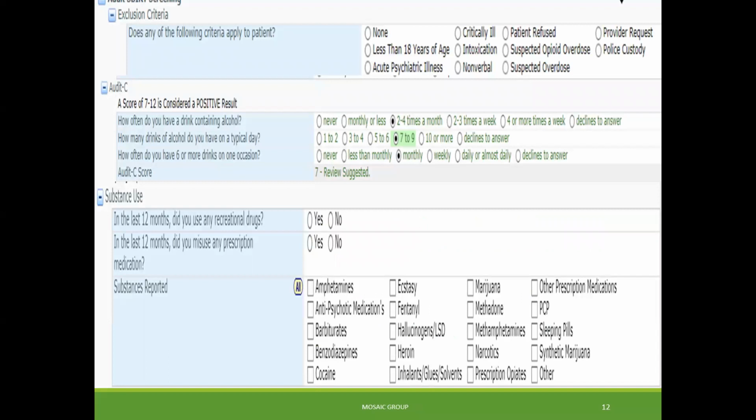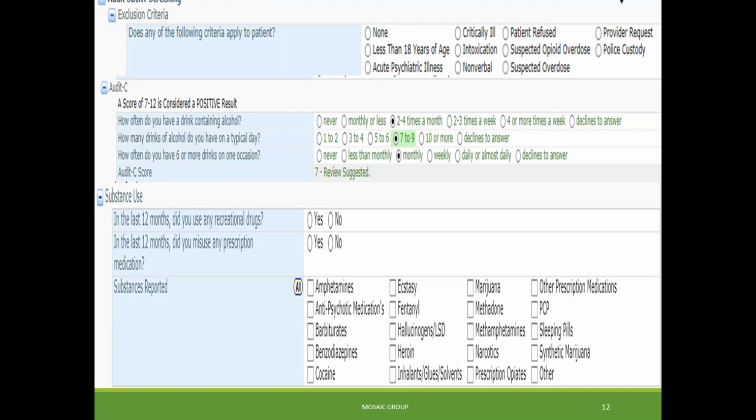Here you see a screenshot of the screening tool used by nursing, which begins with the exclusion criteria. Some criteria, if met, will not lead the patient to participate in the screening. There are other criteria, if met, that will lead the patient to be considered a positive screen. For example, if a patient is under the age of 18, nonverbal, or critically ill, they will not participate in the screening.